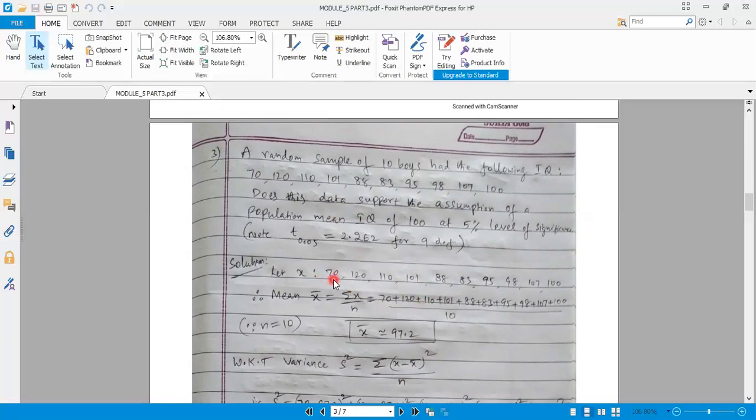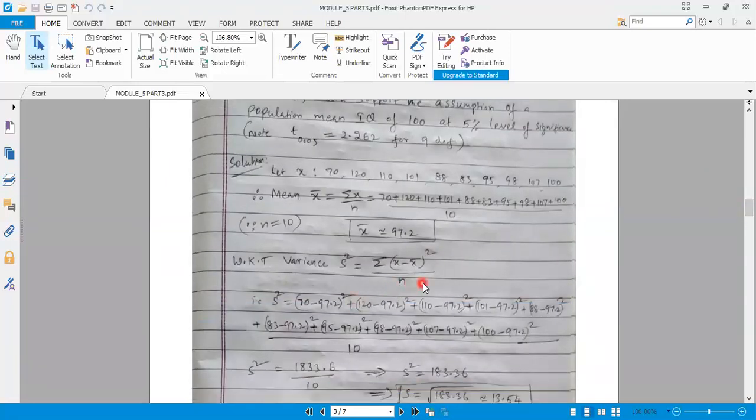Now the data is given for 10 people. First we find the mean of this data. Mean is nothing but the average. You sum up all the entries and divide by the number of entries. It is found to be 97.2. Now let us calculate the variance. It is sigma (x minus x bar) the whole squared divided by n, the sum of the squares of deviations from x bar. It is found to be 183.36. Our standard deviation is 13.54.